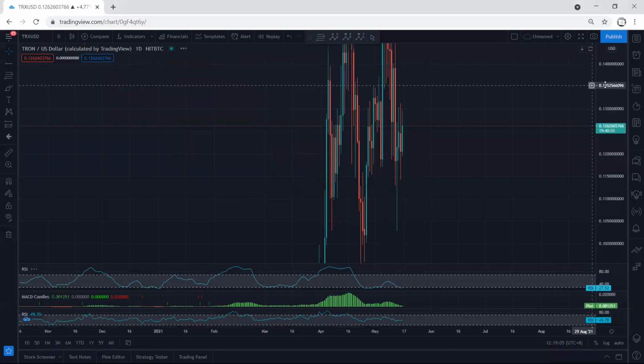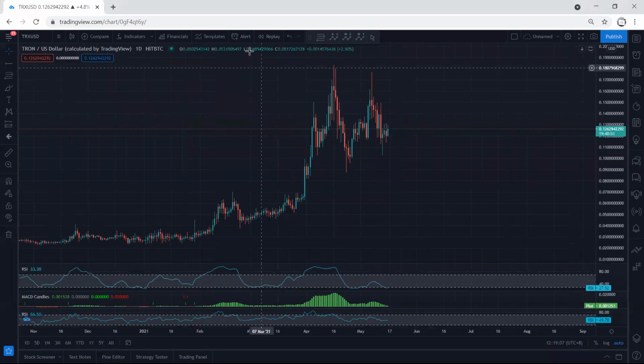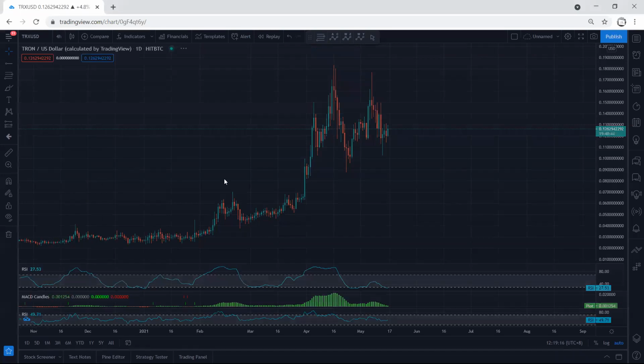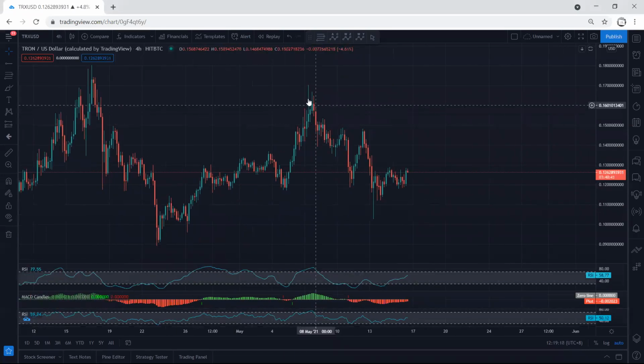First of all, we move to daily chart. Based on daily chart, we are looking for this. Now we want to see whether this is a correction for one more drop or the price can reverse from here. Anyway, we move to 4 hour chart. We want to see how we can look for trade.